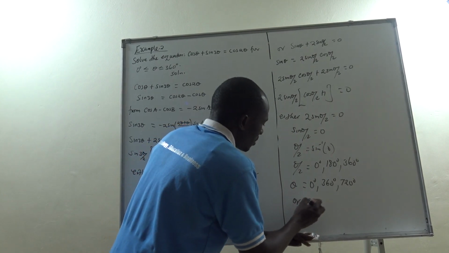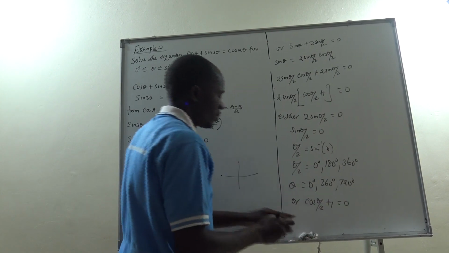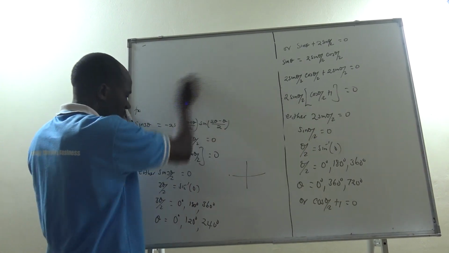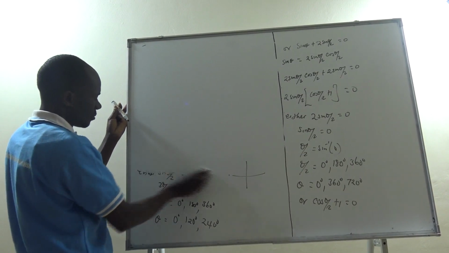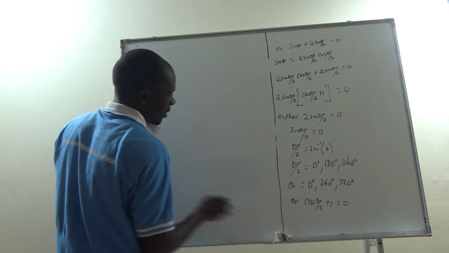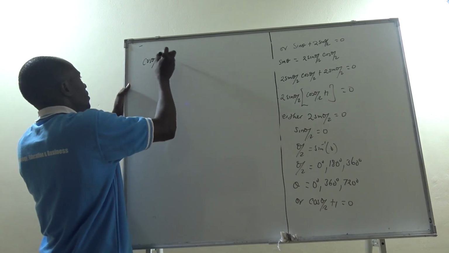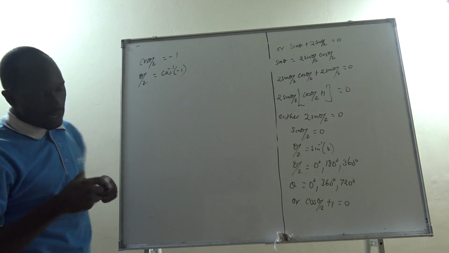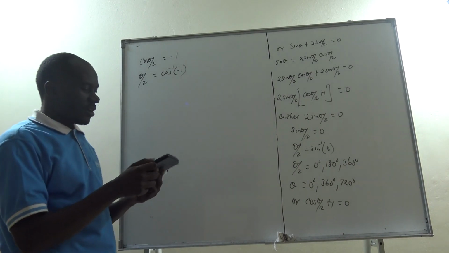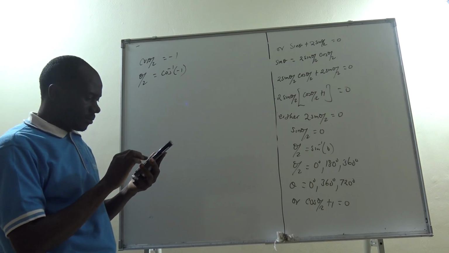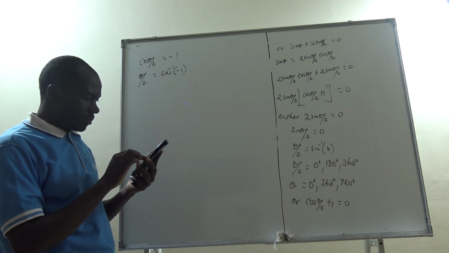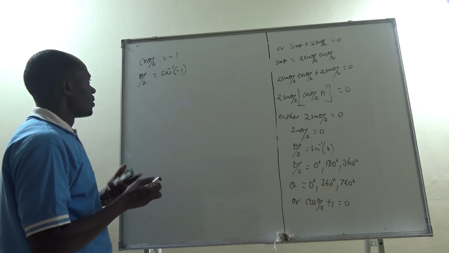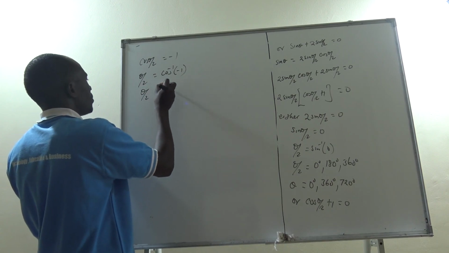Or we also have cos theta by 2 plus 1 equals 0. Take it to the other side. So what are we having? We are having cos theta by 2 equals negative 1. Theta by 2 equals the cos arc of negative 1. So can we try to press on our calculator how we get the cos arc of that? We are coming out with 180 degrees. So theta by 2, we are coming out with 180 degrees.